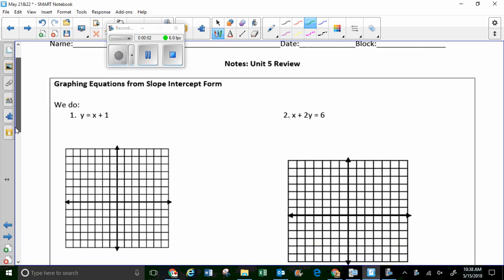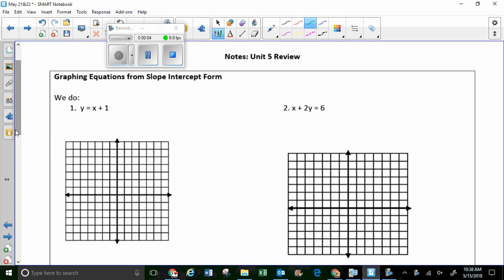This video will review graphing equations from slope-intercept form. Kind of says it in the name, but you need to make sure that the equation is indeed in slope-intercept form before you graph it, which is y equals mx plus b. Essentially, y needs to be by itself.